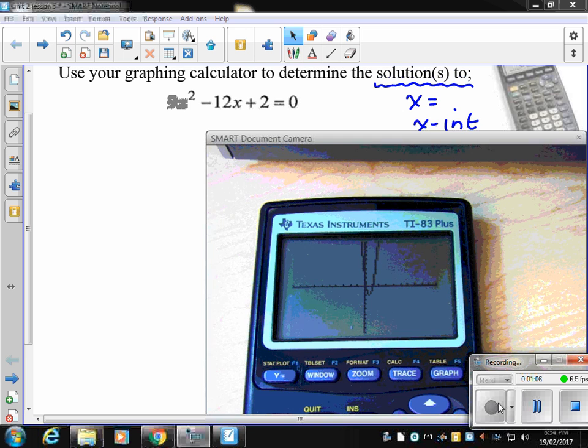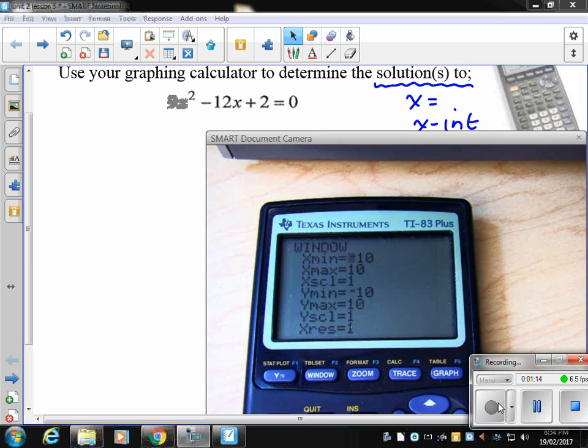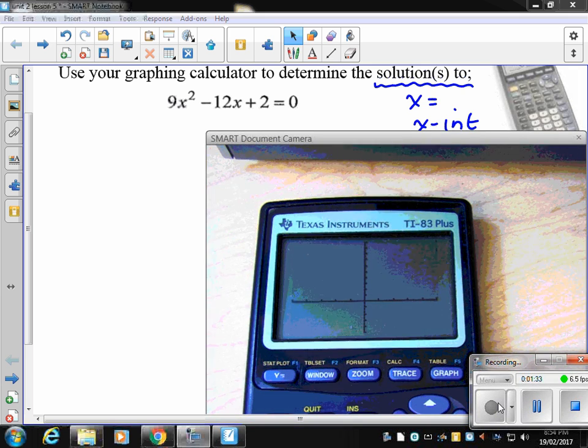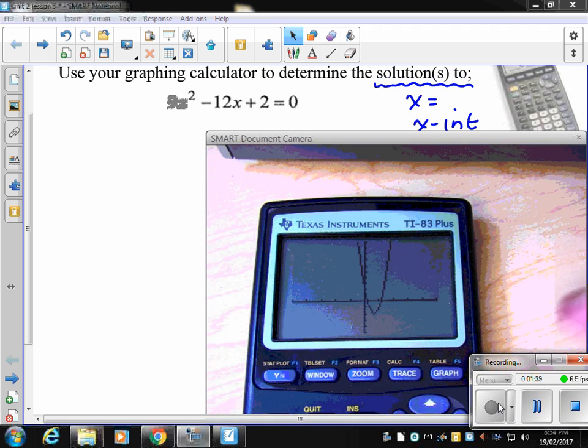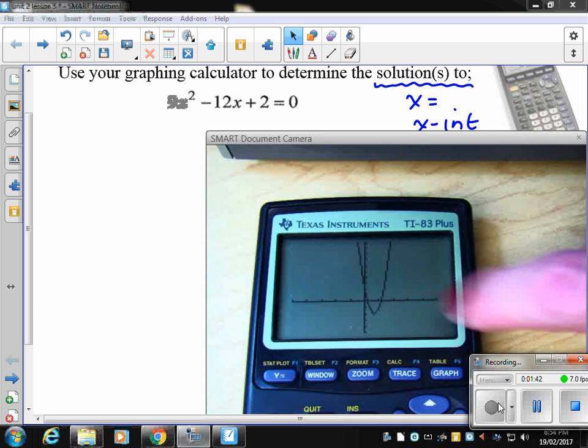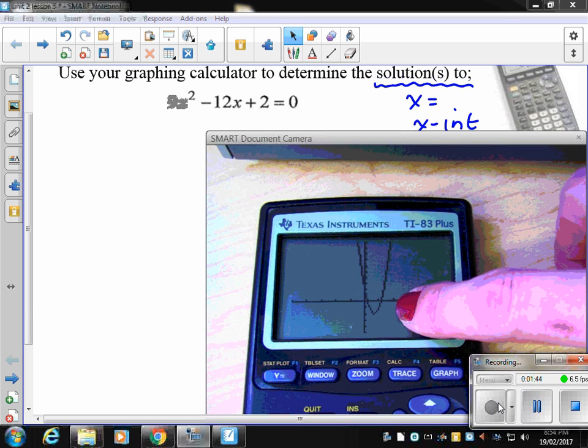So what I see when I look at it is I don't need such a wide domain, and I need a lot less negative in the range. So let's adjust our windows so we can just see it a little bit better. So instead of negative 10 to 10, let's go negative 5. And my y min, I didn't need to see quite that low. So my y min, let's also go with negative 5 and see if that gives us just a little better picture. There. I want to know where that 9x squared minus 12x plus 2 equals 0. That's right along that line right there.